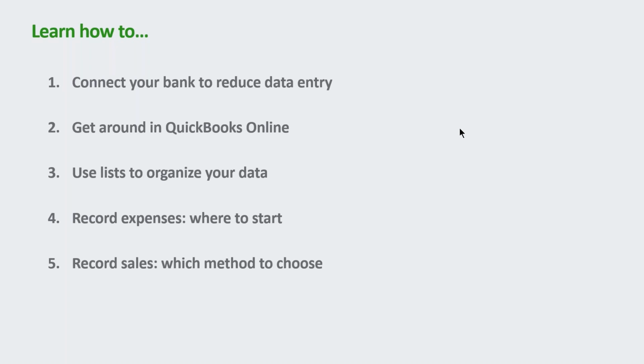This allows us to download transactions directly from the bank and directly from credit cards. And it dramatically reduces the amount of time that you spend in entering that information. We'll also talk about just how to get around in QuickBooks Online. So what all the different buttons do, what all the different menus are there for, just how to move from one place to another and get to where you want to get to.